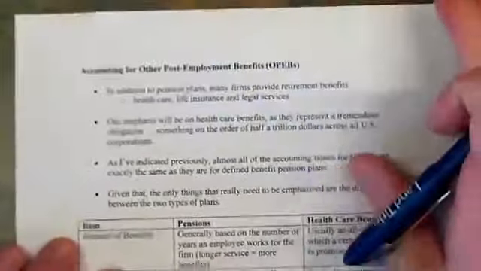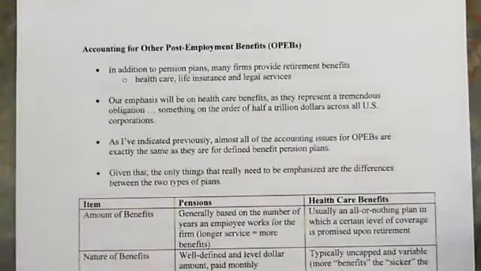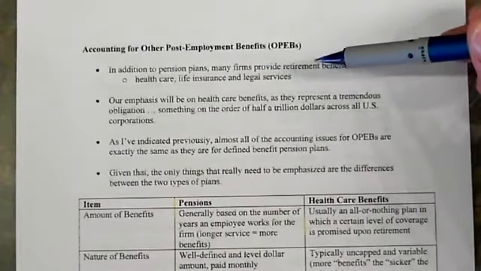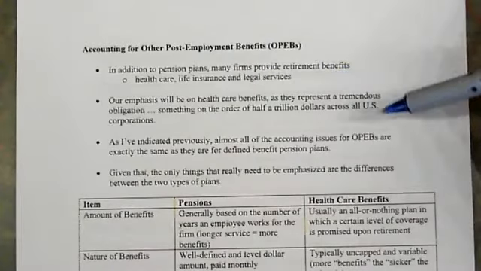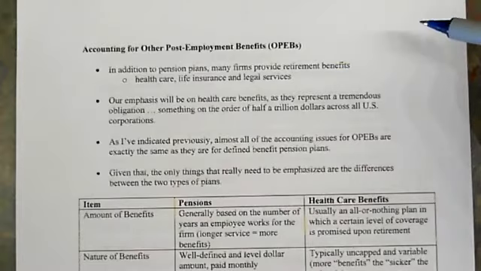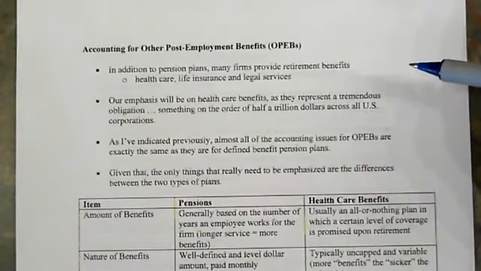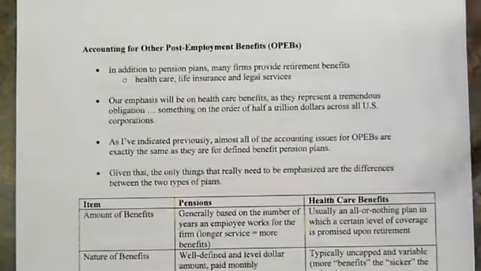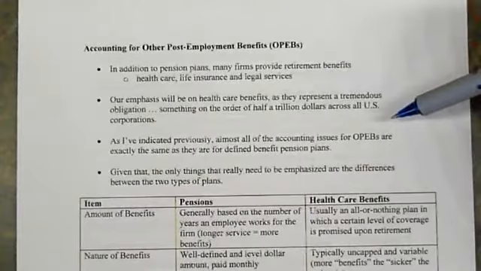So we've been talking about pension expenses this whole time. There's another very related item, which would be post-employee retirement benefits. OPEB is sometimes how you'll see it as an acronym. So these might be healthcare, life insurance, any legal services provided by the firm after retirement. We're going to look at healthcare benefits in particular because they are a tremendous obligation, about $500 billion across the US. OPEBs are typically underfunded.